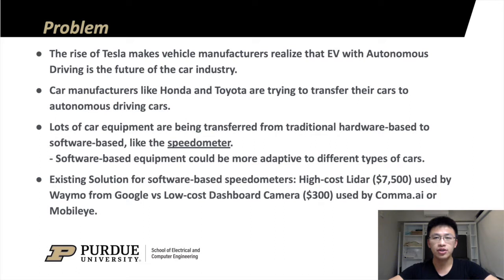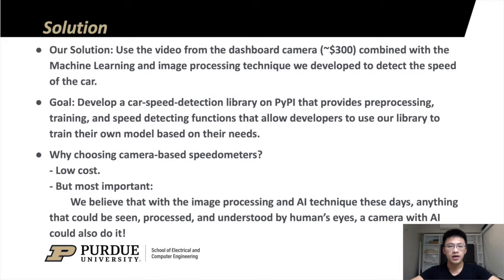There are two existing solutions for car speed detection these days: the high-cost LiDAR that is used by Waymo from Google with high accuracy, versus the low-cost camera used by Tesla AI or Mobileye. For our solution, we choose to use the video streamed from the dashboard camera combined with the machine learning and image processing techniques we developed to detect the speed of the car. Our goal is to develop a car speed detection library on PyPI that provides pre-processing, training, and speed detecting functions that allow developers to use our library to train their own model based on their needs.